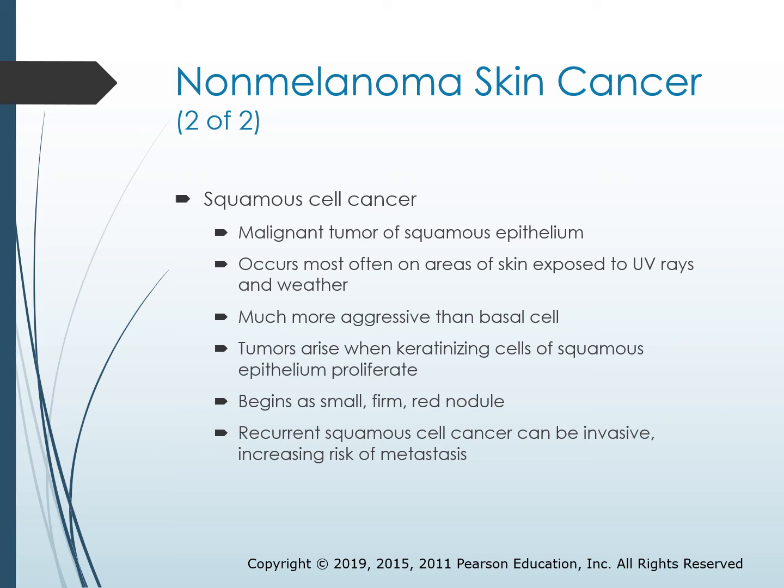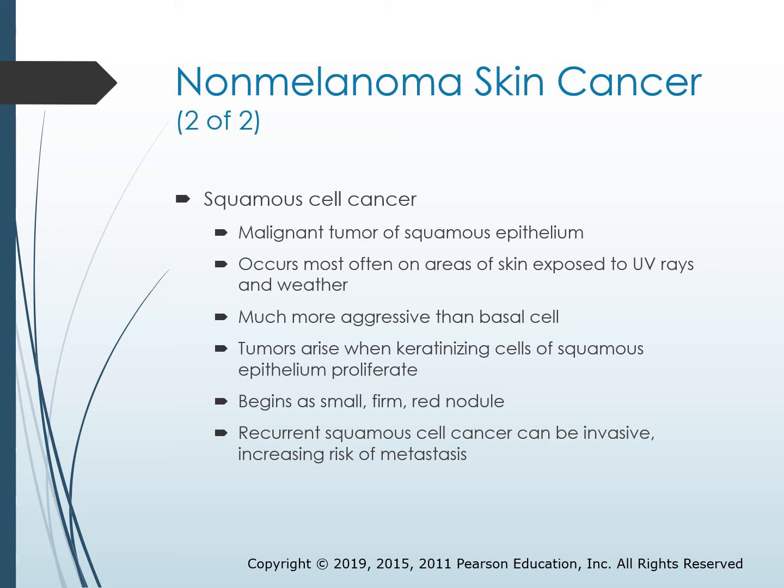Squamous cell cancer may also arise on skin that has been burned or has chronic inflammation. This is a much more aggressive cancer than basal cell, with faster growth and greater potential for metastasis if it is not found and treated quickly. The tumors arise when the keratinizing cells of the squamous epithelium proliferate, which means they grow, producing growth that eventually fills the epidermis and invades the dermal tissue planes.